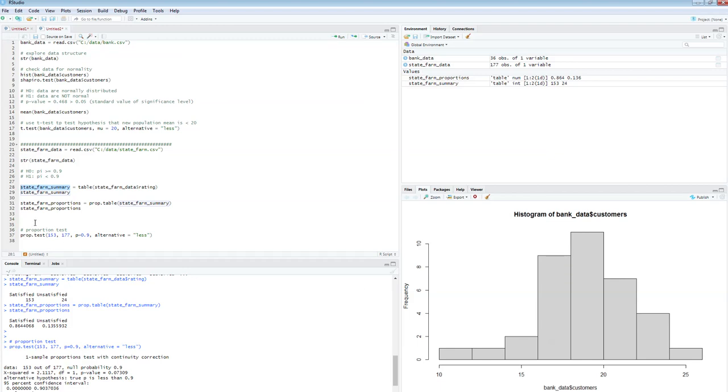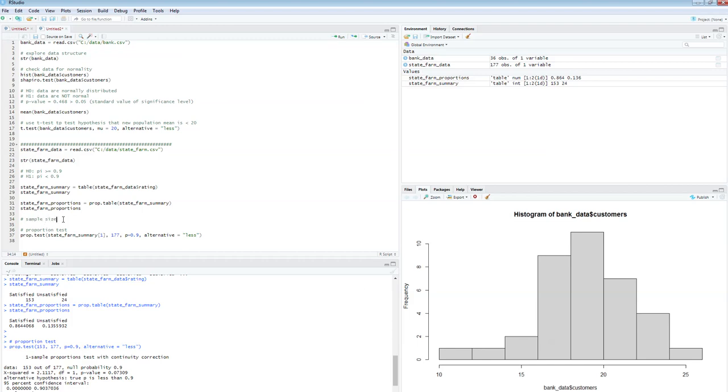So therefore, if I want, I'm going to replace 153, the count, with just the first element of the vector state_farm_summary, right? State underscore farm summary. Okay, first element. That will give me the count of responses satisfied here. Okay. 177 is the sample size. I don't have sample size yet, right? So let me go ahead and do that. Sample size. We did that before several times.